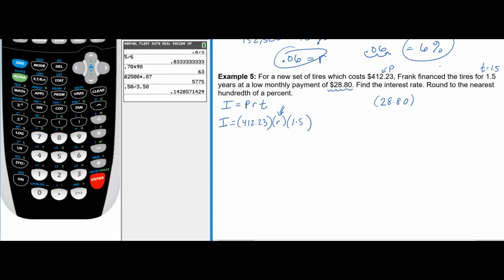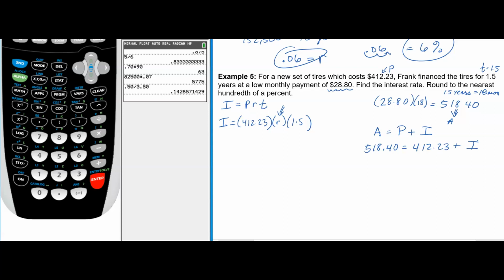1.5 years, we actually did this in the last problem, is 18 months. So this person is paying $28.80 for 18 months. Let's figure out what this person is paying altogether. That's $518.40. That's like the future value. If you like formulas at this point, you could say I have a formula for that. The future value is just the principal plus the interest. So if the future value is $518.40 and I know the principal is $412.23, then I can easily find the interest there.